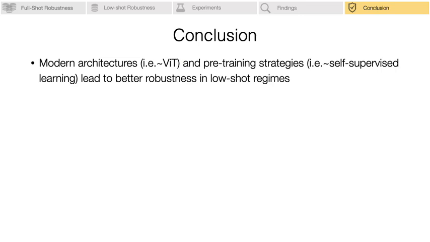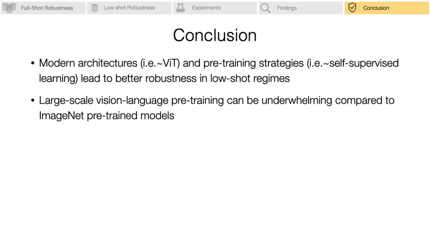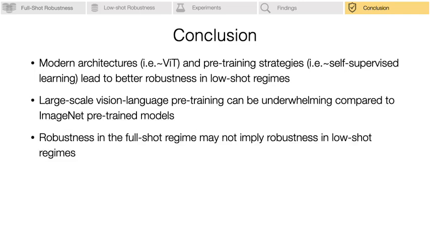In conclusion, self-supervised pre-training on ViTs tends to lead to better robustness. Without additional interventions, large-scale vision-language pre-training can be underwhelming compared to ImageNet pre-trained models. And robustness in the full shot regime may not imply robustness in low shot regimes.